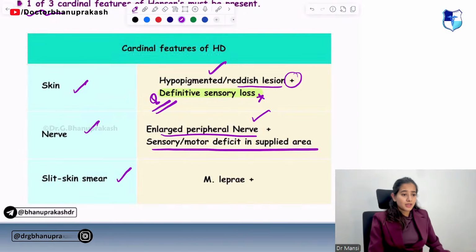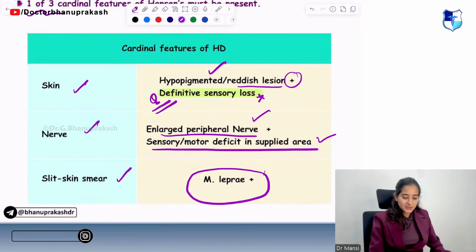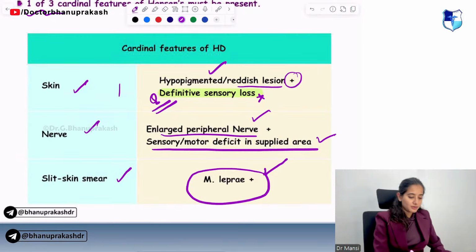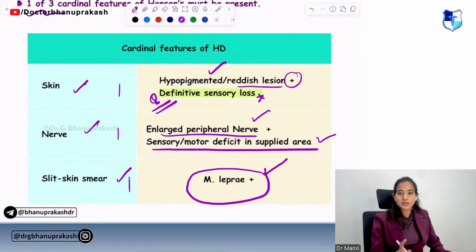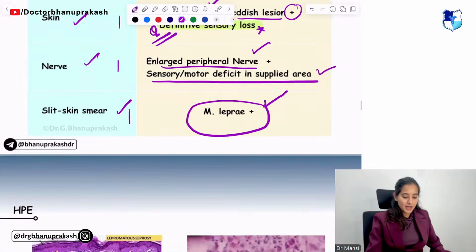And there will be sensory or motor deficit in the supplied area. So these are the two things. And slit skin smear, it will be positive. That is going to help you to diagnose. So if any one of these three is present, then you make a diagnosis of Hansen's disease.